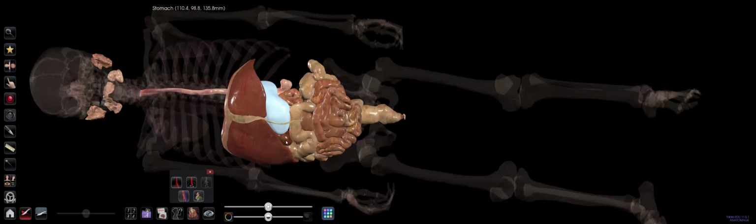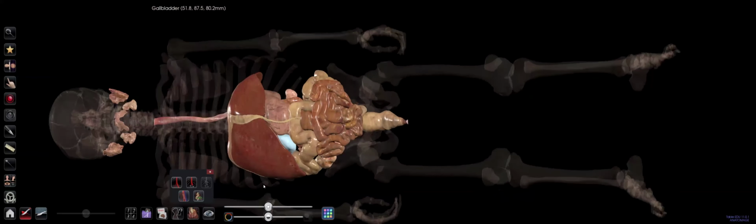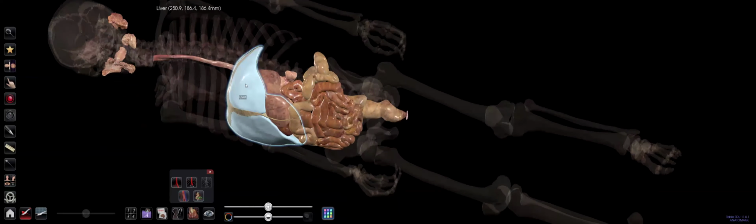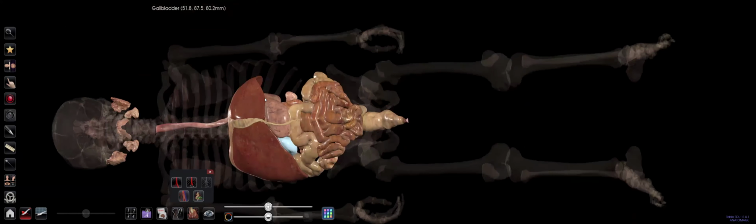There's the liver. Here's the gallbladder. Whoa, that's a big gallbladder right there. So that's a large one. But there's the liver. Again, the gallbladder right there. The appendix. Whoops. Yep, there it is right there, the appendix.